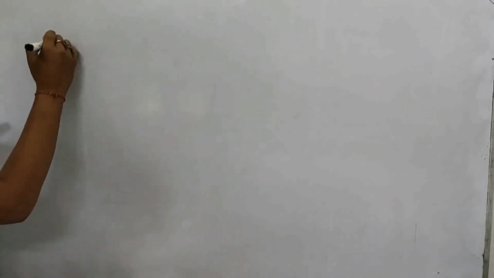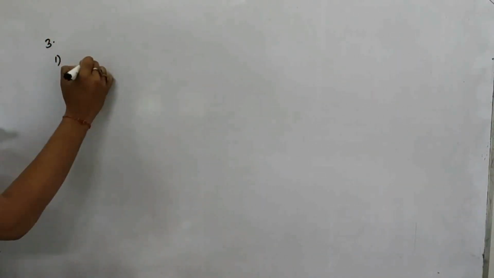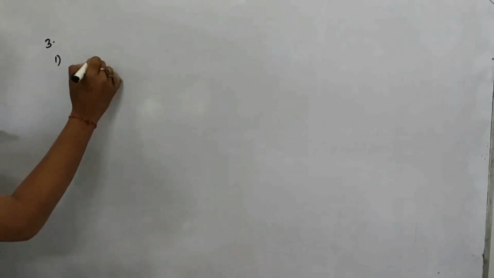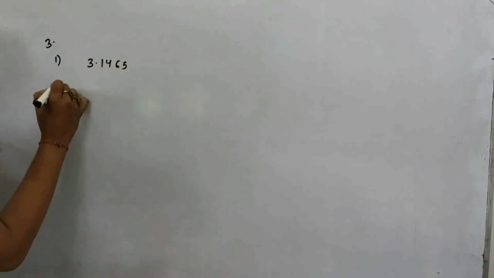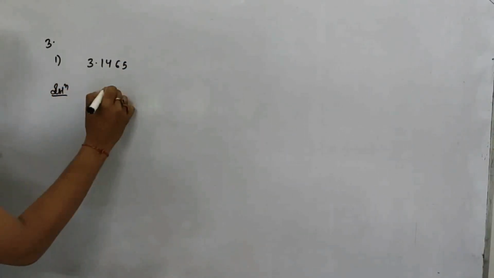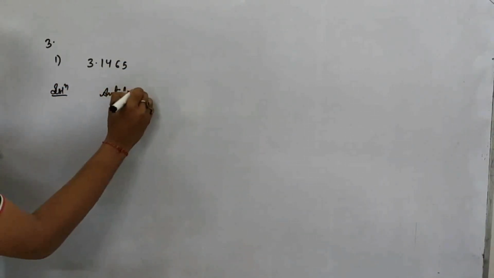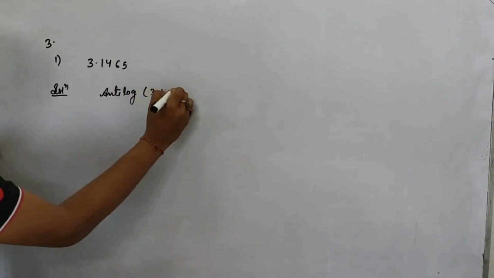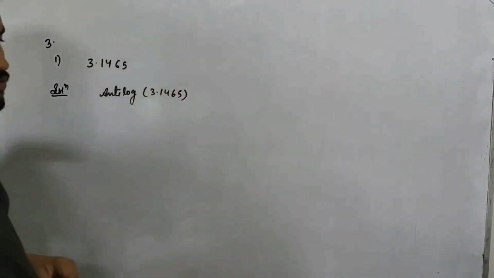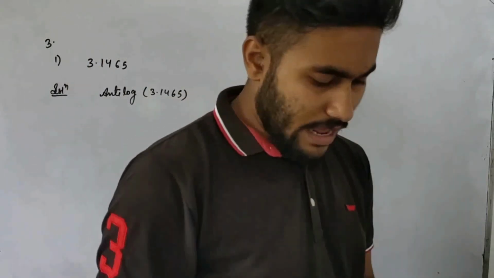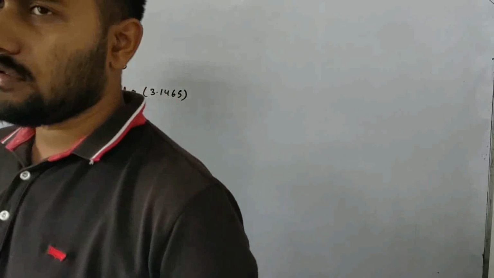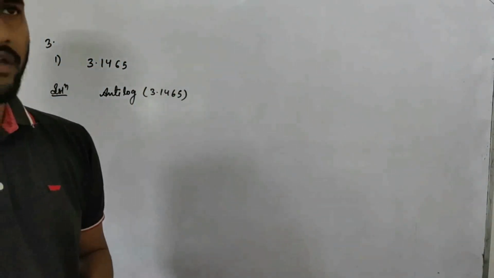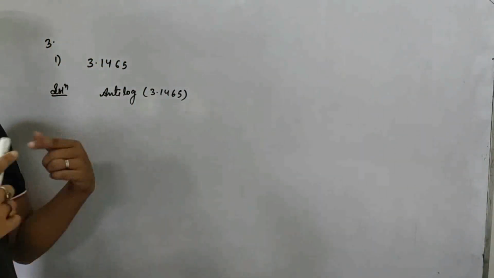Say 3.1465. Find the anti-logarithm. Solution: we need the anti-log of 3.1465. There is a process you can follow, but I will do it directly. See, by the name only you can say it is anti-log, that means the opposite of the logarithm. So here I have to think in the opposite way.